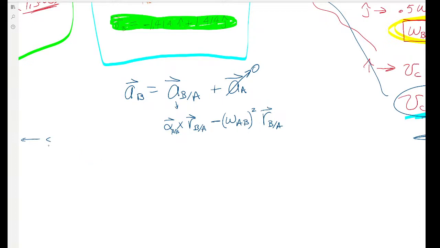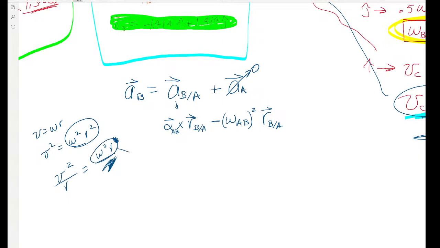And that's the same thing as v squared over r, but this one is represented slightly different. Remember, v is equal to omega r. V squared would be omega squared r squared. So if I had v squared over r, I would end up with this term over r. So then it would look like that term.